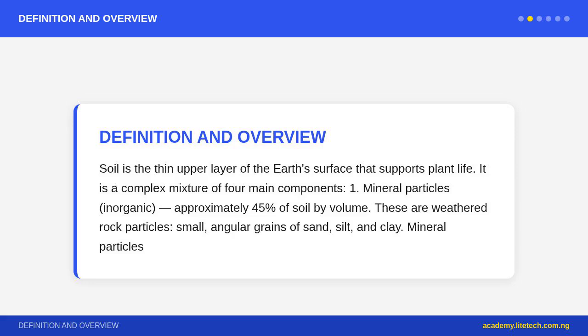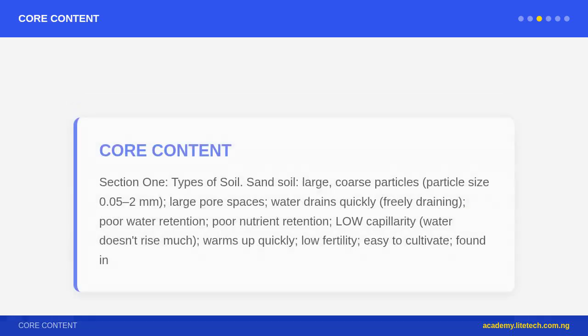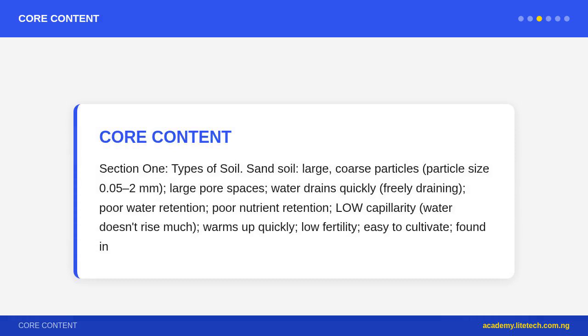Loam soil, best for farming: a mixture of sand, silt, and clay, approximately 40% sand, 40% silt, 20% clay, moderate drainage, retains some water but not waterlogged, good nutrient and water retention, relatively easy to cultivate, most fertile of the three types. Most of Nigeria's highly productive farmland has loamy soil. Found in much of southwestern Nigeria and the Middle Belt.